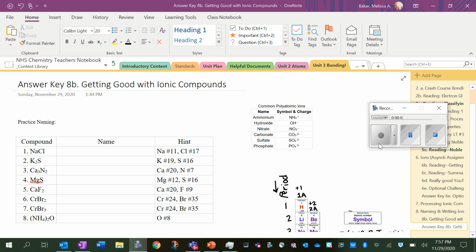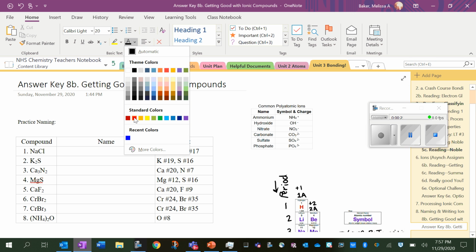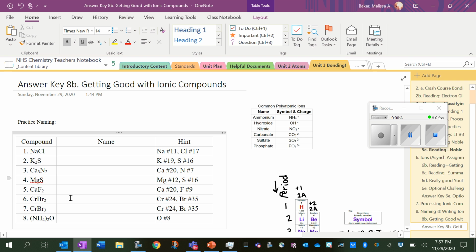All right, let's take a look at getting good with ionic compounds. So for the naming section, it's pretty straightforward when you've got monatomic ions. So for example, NaCl, you just change the second one's ending to "ide." What I mean by monatomic is they're just single atoms with a charge, single ions with a charge.